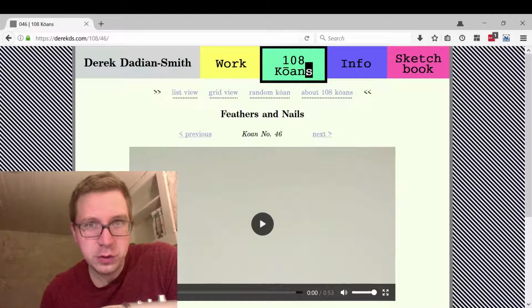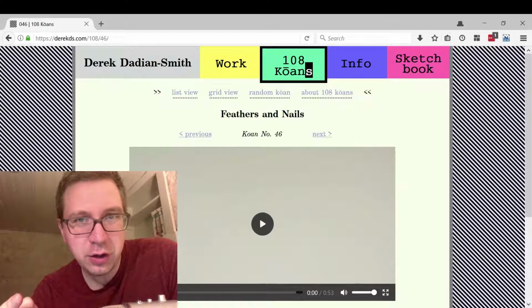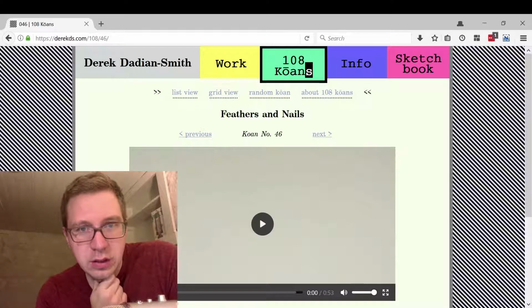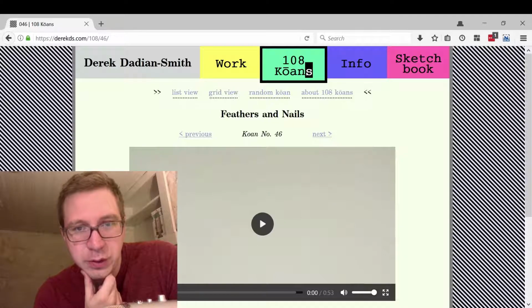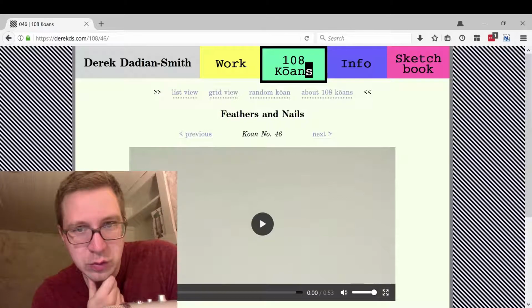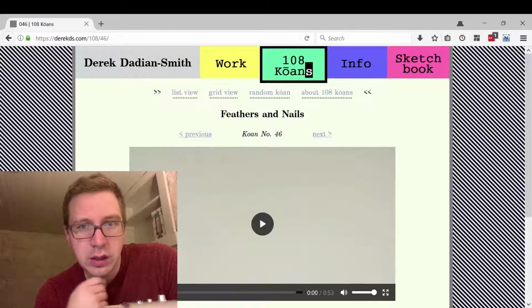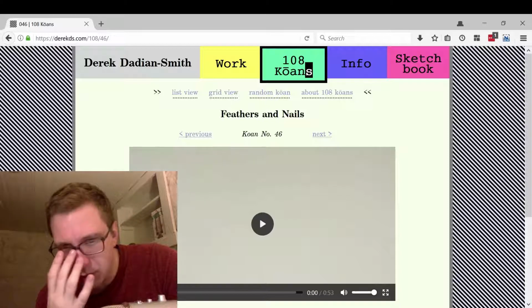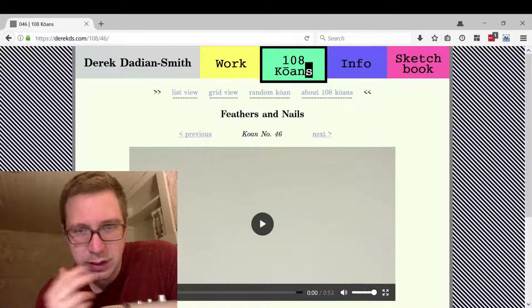So this group of Koans has a lot of references to other artists and a lot of wordplay. And Koan number 46, Feathers and Nails, is both of those things. This is probably one of my most well-known Koans. This and Koan number 52, I think, have been shown the most, and it seems to stick out to most people.